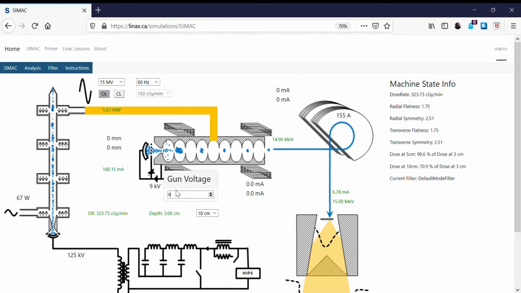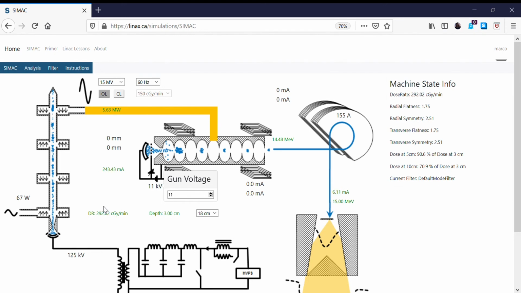If we keep on increasing now, we go to 10 kV. We're going to have a higher beam current. So now we have 211 milliamps. We have 14.73 MeV again, producing a target current of 7.23 milliamps, and we have a higher dose rate still, 345. I'm going to increase this now to 11 kV.